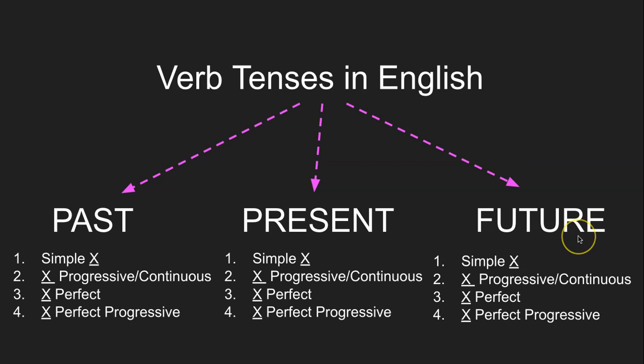So there are 12 verb tenses in English, but they fall under 3 big categories: the past, the present, and the future. Now that you understand verb tenses in English, let's learn more information about the specific verb tenses.